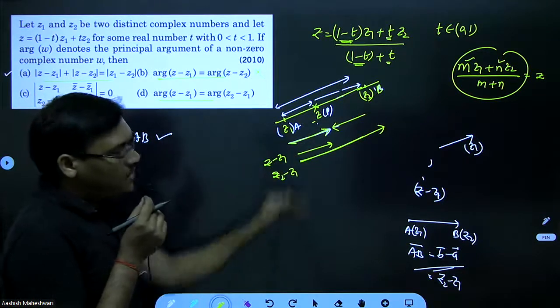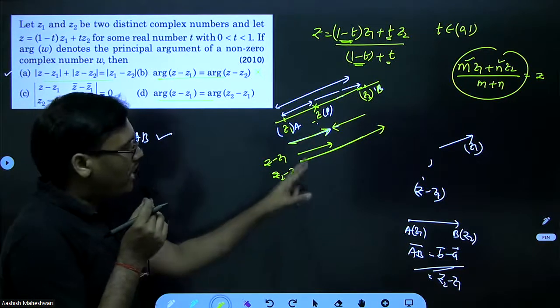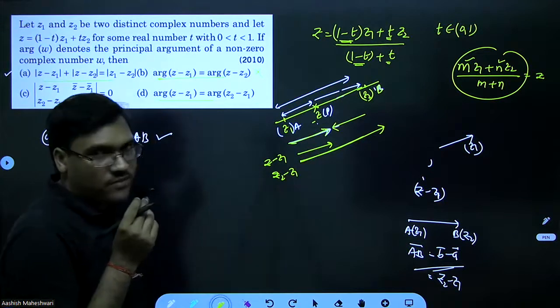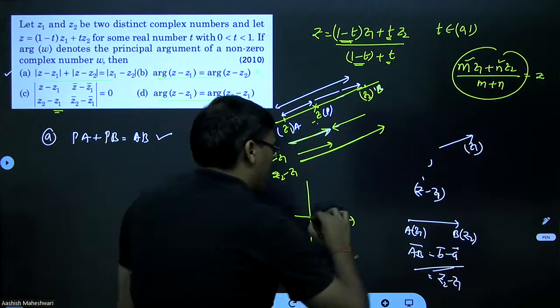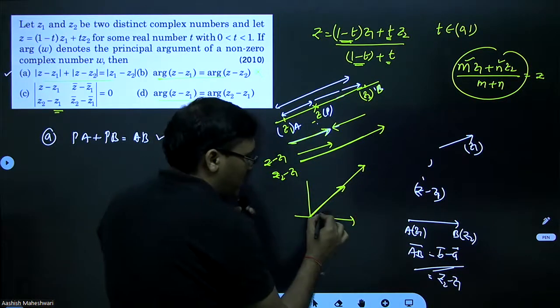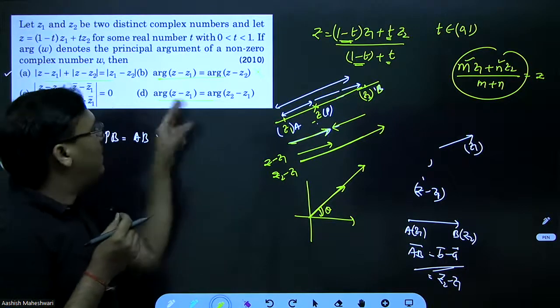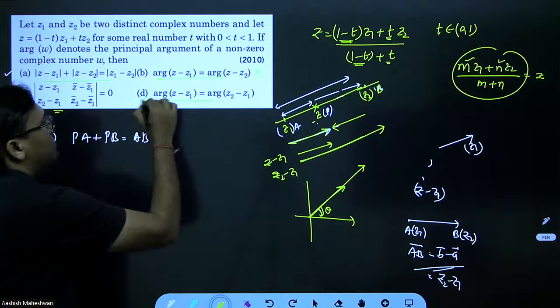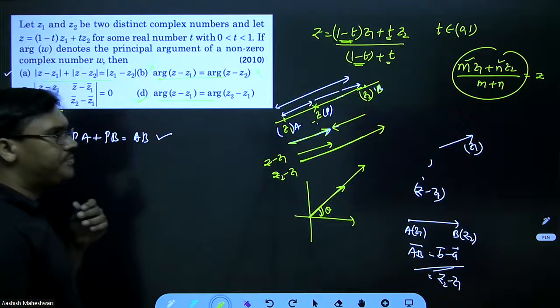So what is the angle between these two? Angle between these two is 0. So argument of this vector and argument of this vector will be same. You can see, अगर आप argand plane पे जाओगे, let's say this is one vector, this is another vector. So what is the argument? दोनों का argument देखो same ही आएगा, right? So this is how we can say option D is correct option, but option B is not correct. I hope this is clear.